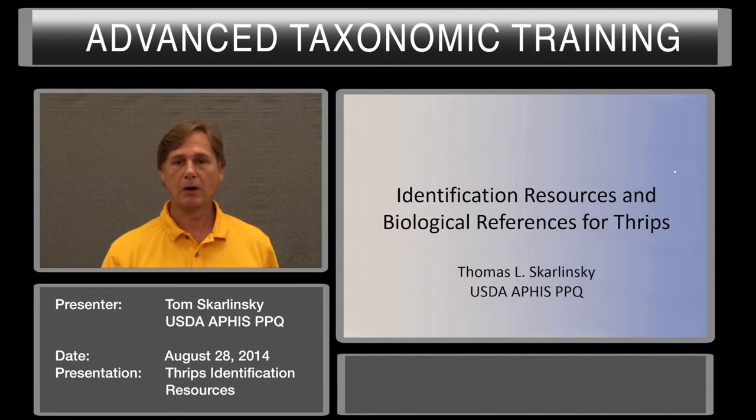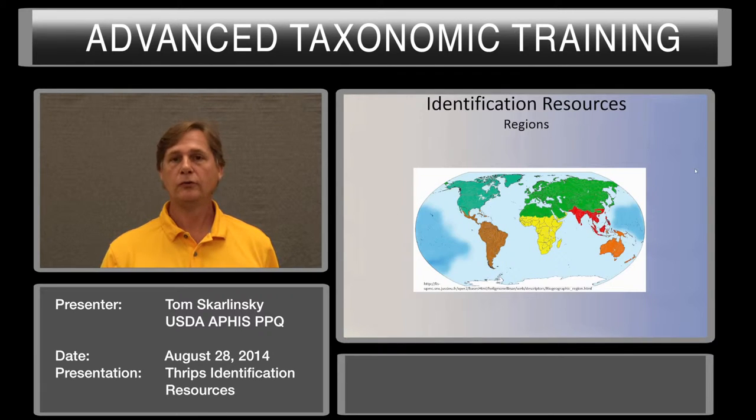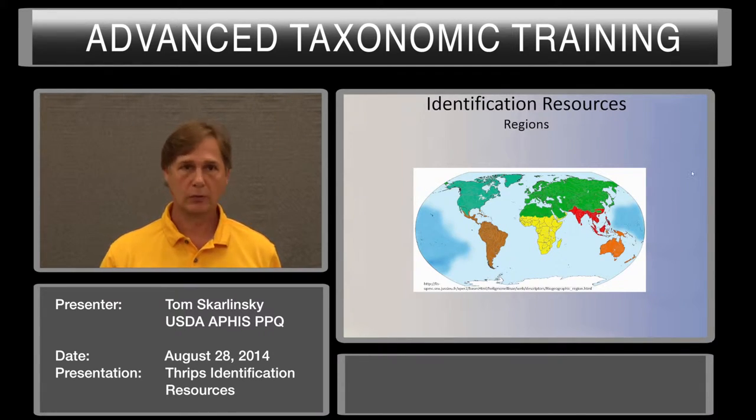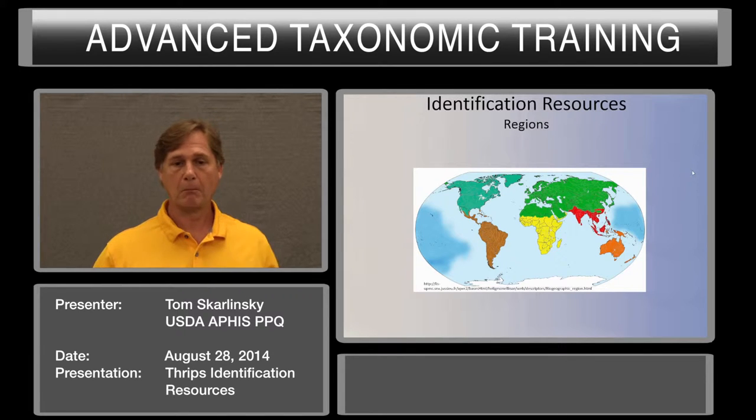Today what I want to talk about is what we are going to do. We've got this Thrips, now we have to identify it. So I'm going to give you some resources, some examples of what I use in my laboratory to figure out what species I've got. Now you can use different resources. One resource is by region, you can use general resources, but I'm going to give you an overview of some of them that I use by regions.